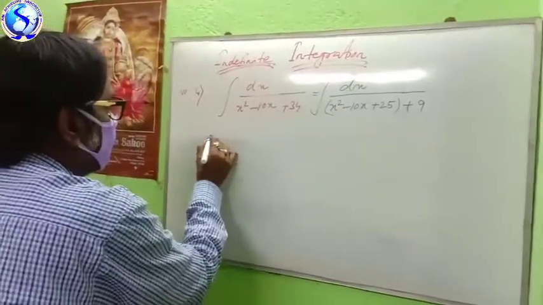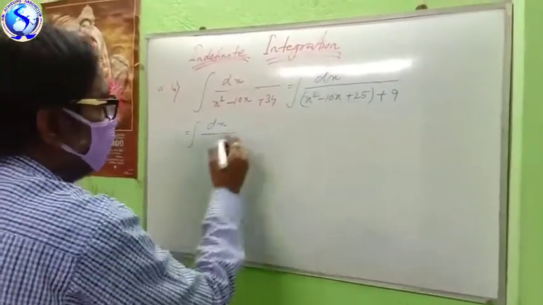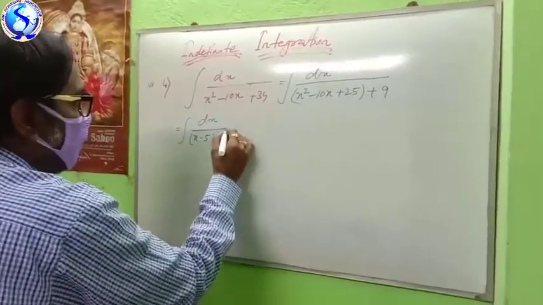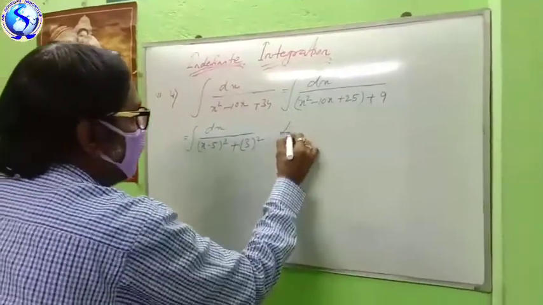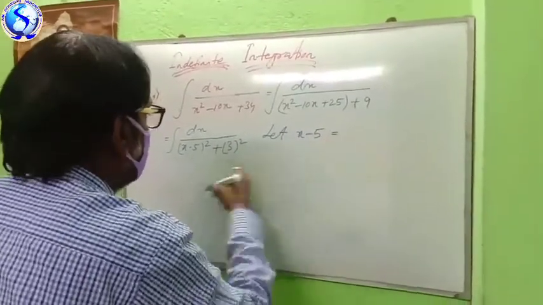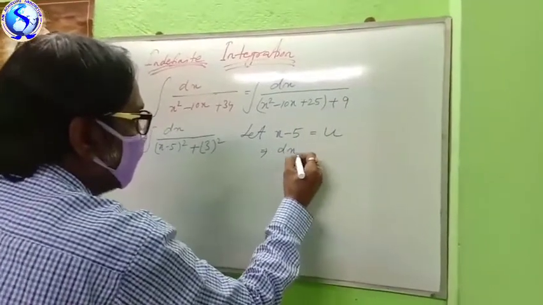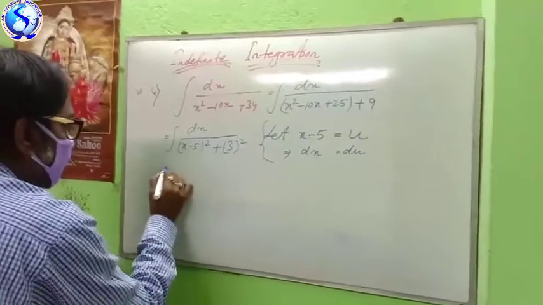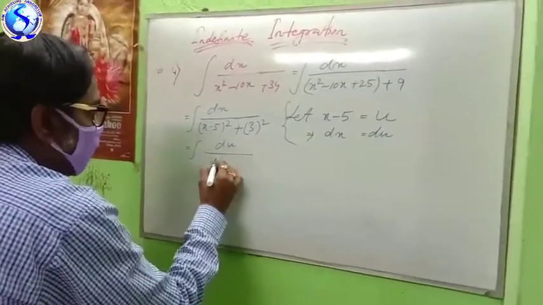Why I am doing like this? Because this will be x minus 5 whole square. And 9 means what? 3 whole square. Now, directly you can do also, but I am saying the substitution method. Let x minus 5 as u. What is the derivative of left hand side? It will be dx. This will be du. Now put the value of dx here, that is du. And this will be u square.